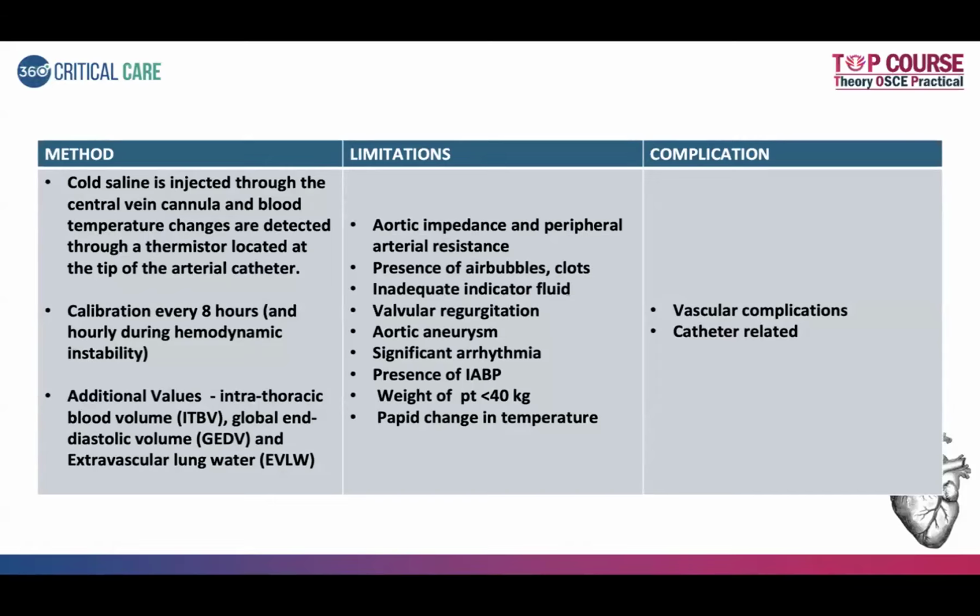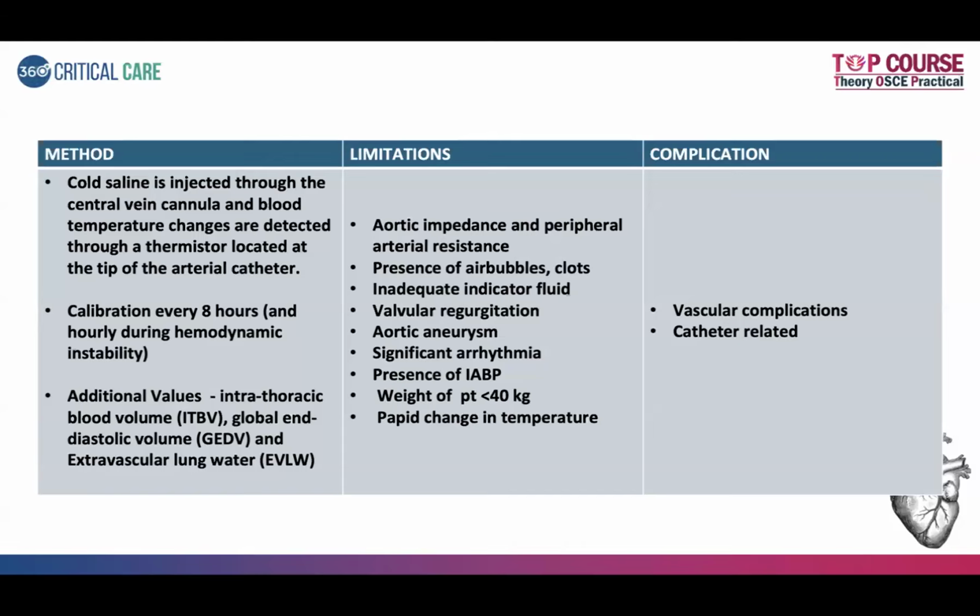So what are all the values we are going to get apart from the cardiac output? We are going to get the intrathoracic blood volume, global end diastolic volume, extravascular lung water, and PVPI, that is the pulmonary vascular permeability index. So these are the other secondary values which we are going to get along with the cardiac output monitoring.